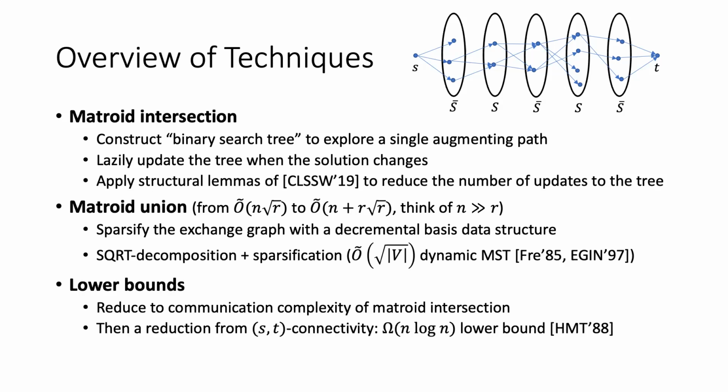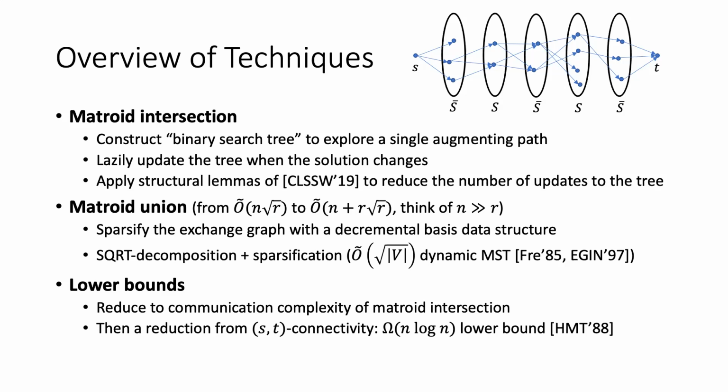And for lower bounds, we get our lower bounds by studying the communication complexity for matroid intersection. So we prove that if we have a certain lower bound for the communication complexity, then we'll get the same lower bound for the query complexity of either a dynamic rank query or traditional independence query. And the reason why this reduction holds is that a single dynamic rank query or a single traditional independence query actually only reveals a constant bit of information to us.